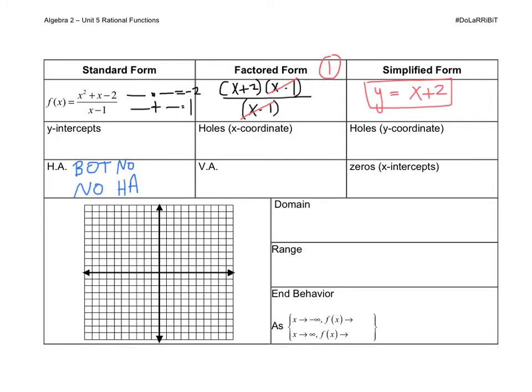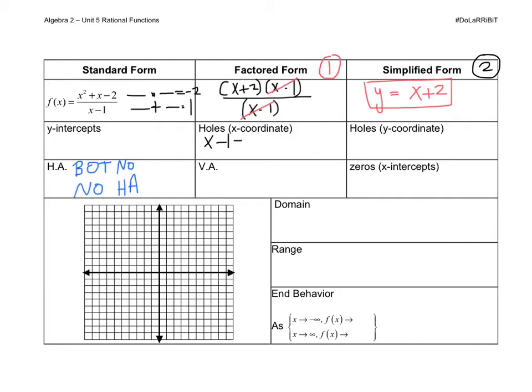How did I do that? You factor the top and see if you can cancel something out. If you can, then you go ahead and write the simplified form at the end. Now, whatever you canceled will give you the hole of your function. So what did I just cancel? I canceled the factor x minus 1.